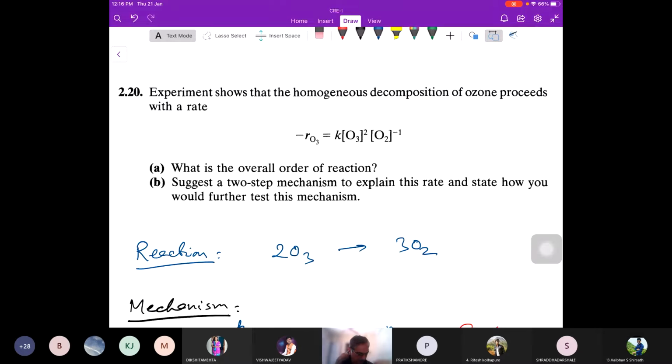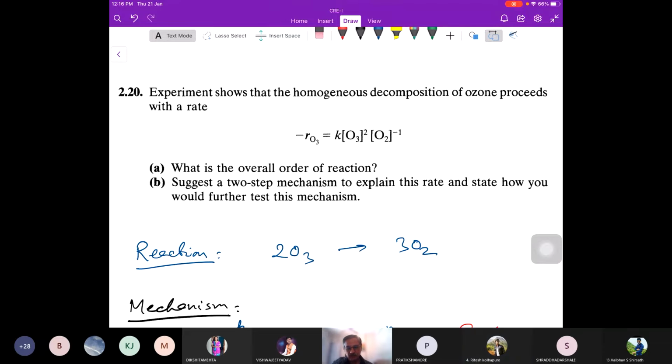Yes, a part is very simple. What is the overall order of reaction? How do you find the overall order of reaction? One. Is it one? One.